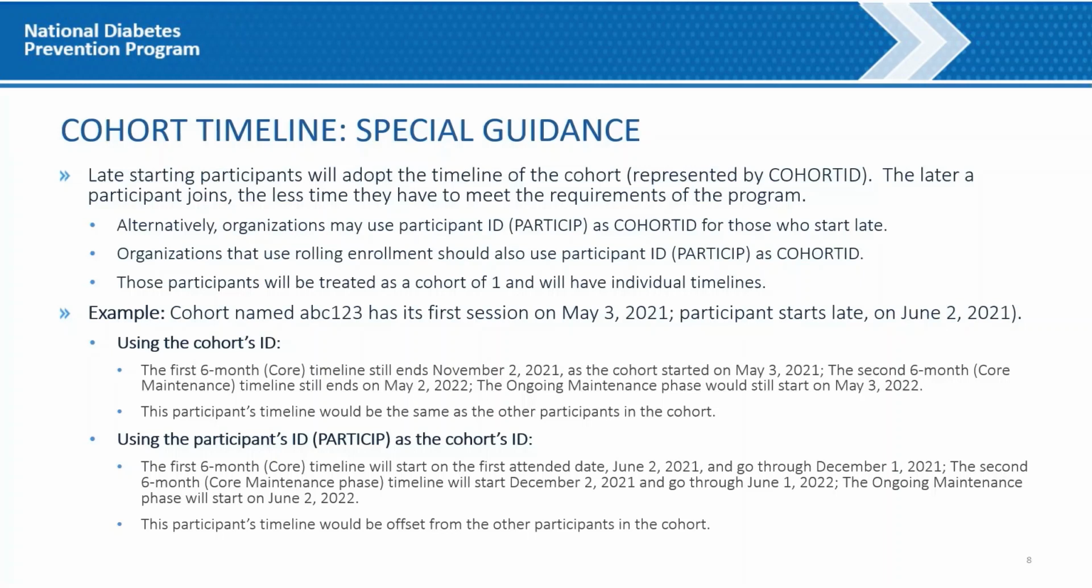If an organization uses the participant's ID, PARTICIPID, as the cohort ID, the first 6-month core phase will start on the participant's first attended date, June 2nd, 2021, and go through December 1st, 2021. The second 6-month core maintenance phase will start December 2nd, 2021, and go through June 1st, 2022. The ongoing maintenance phase will start on June 2nd, 2022. In this scenario, the participant's timeline would be offset from the other participants in the cohort so that they would have the opportunity to attend the program in its entirety.